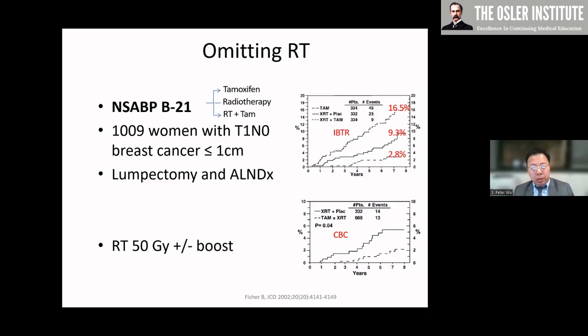NSABP B21 was one of the earliest trials looking at omission of radiation. There are three arms: tamoxifen, radiotherapy, or RT plus TAM. As you can see, the RT plus TAM arm had the best outcome with a 2.8% recurrence rate at approximately 8 years, whereas no radiation, just tamoxifen alone, had the highest recurrence rate, 16.5%, and the XRT plus lumpectomy had a recurrence rate of 9.3%. Though this was done decades ago, these numbers are very stable. It's approximately a 10% at most difference in IBTR with radiation.